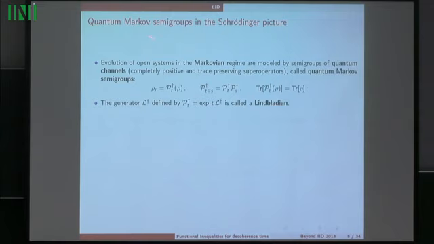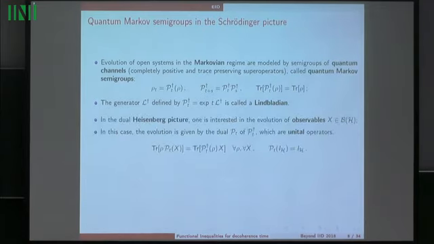And because of the semigroup property, and because we are on a finite dimensional space, we know that we can write our semigroup as the exponential of some operator. And this operator is called the Lindbladian. We know the specific form of the Lindbladian, but I will not use it, so I will not introduce it. Okay, so this is in the Schrödinger picture.